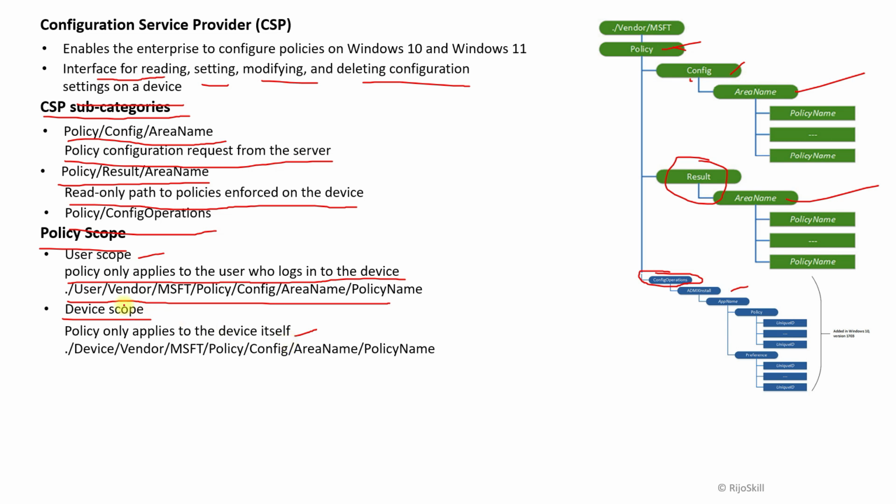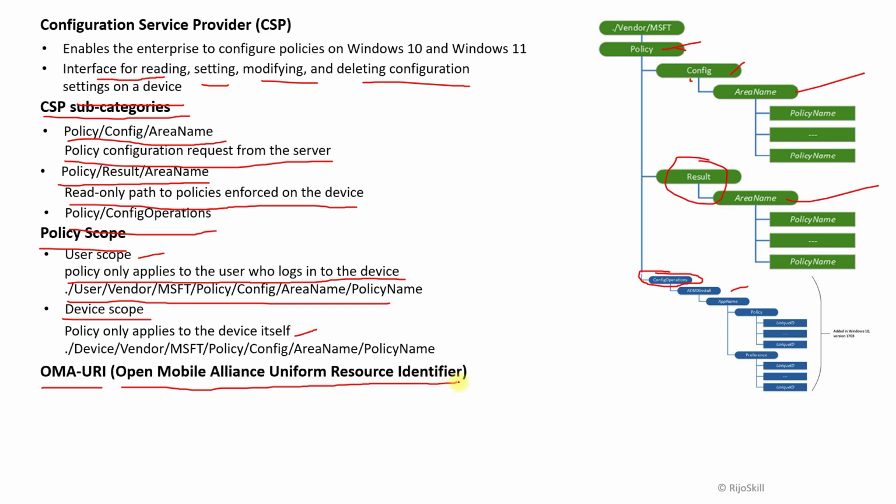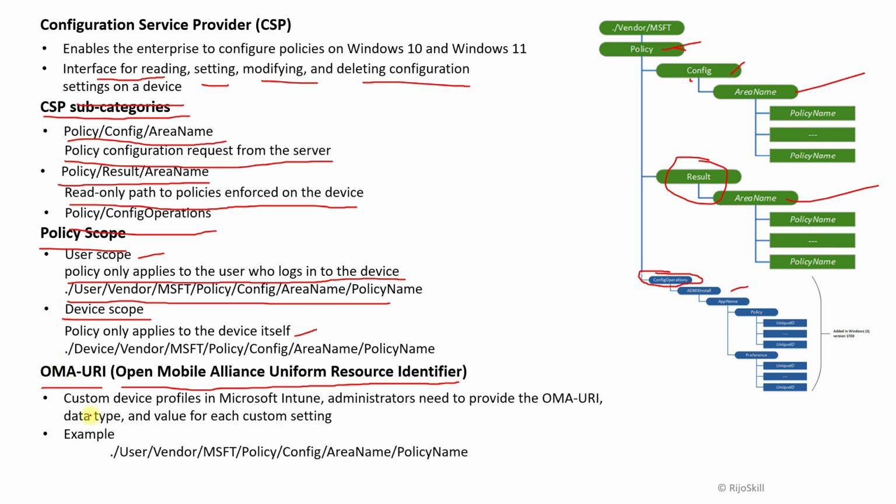device configuration. Next we will discuss the OMA-URI, Open Mobile Alliance Uniform Resource Identifier. For this custom device profile, Microsoft Intune administrators need to provide the OMA-URI. When you create your custom device profile, you need the OMA-URI, data type and value for each custom setting. You can see here one example: user, vendor, Microsoft, and config area name, policy name. So now you understand the OMA-URI. In the next slide we will go deeper into it.